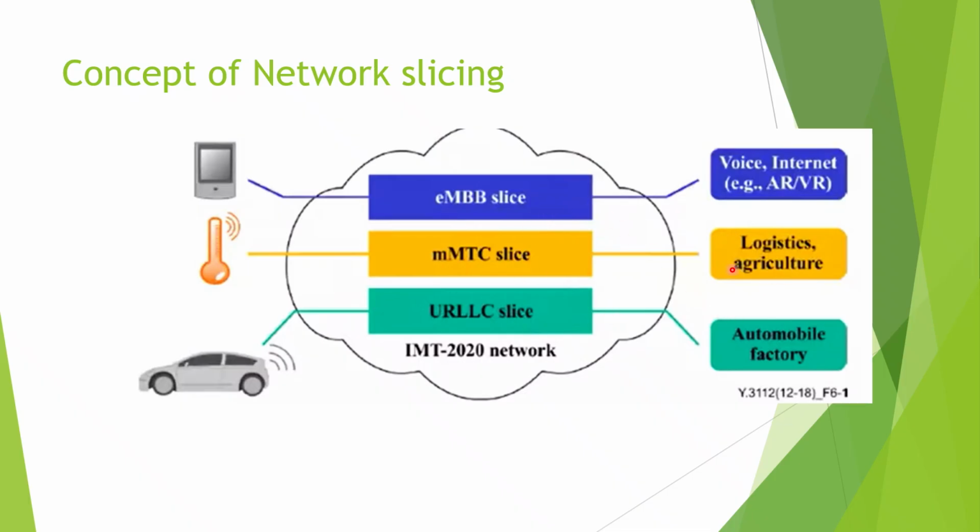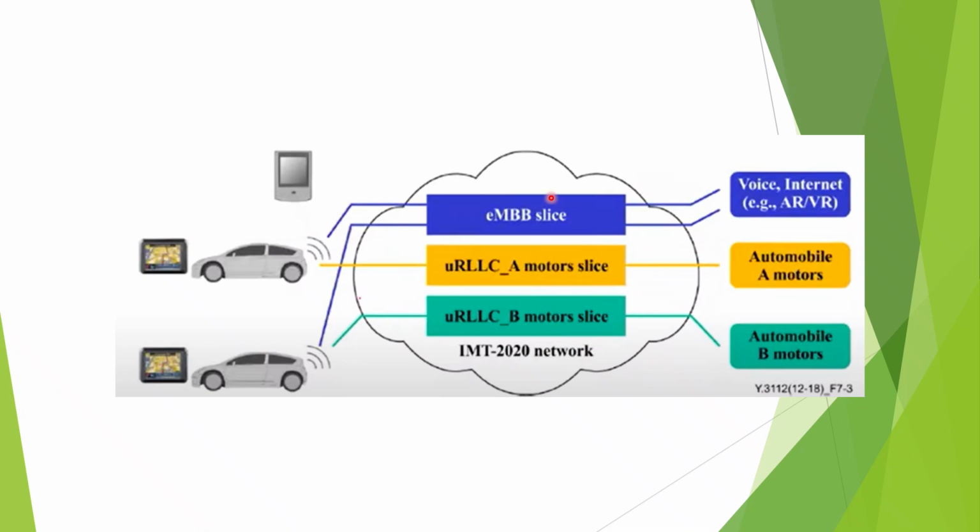It is not necessary to maintain each slice for each application. It can be modified, as you can see here. In the previous structure, this was assigned for the MMTC application, but instead of the automobile, A motors and B motors are required. More URLLC services, ultra reliable low latency communication purpose, are needed, and because of that reason, one more slice is allotted for the different use. This is what network slicing is.